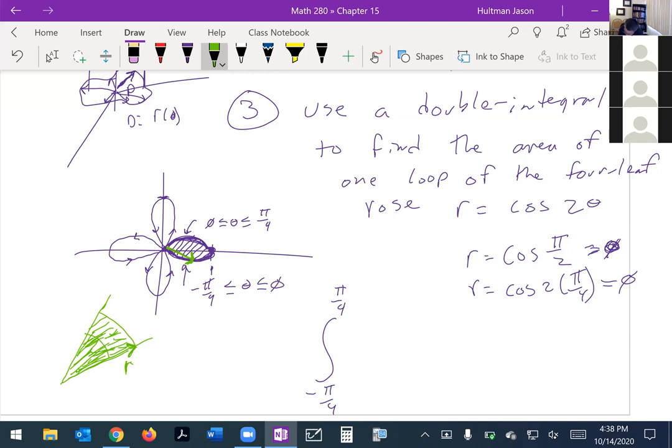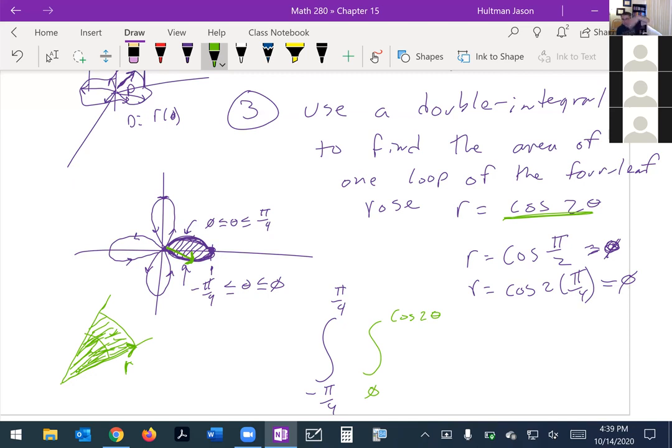Well, it's all of my values of cosine 2 theta. Isn't that sweeping out all of those values as I go around? How far out is R? It's sweeping that area. So it actually goes from 0 to cosine 2 theta. R is a function of theta.